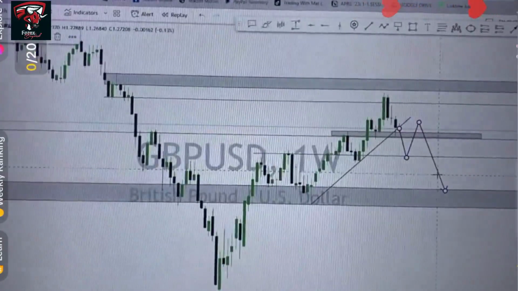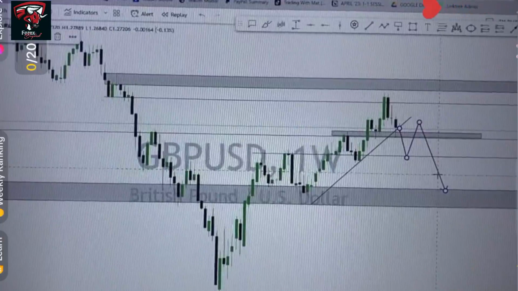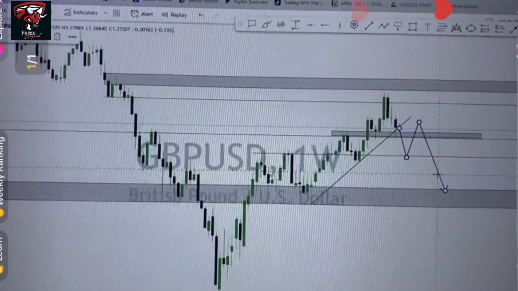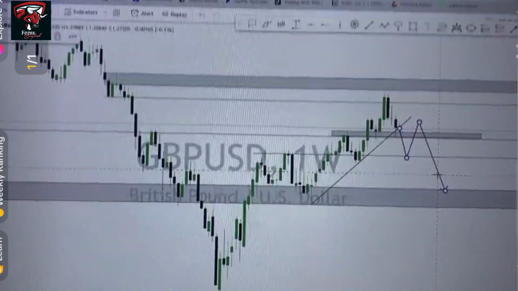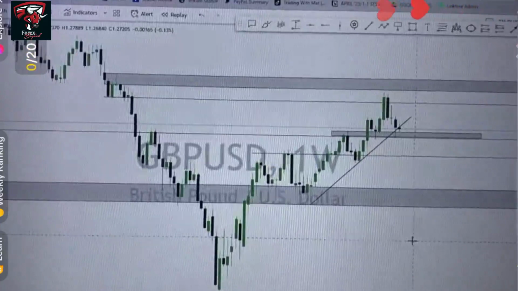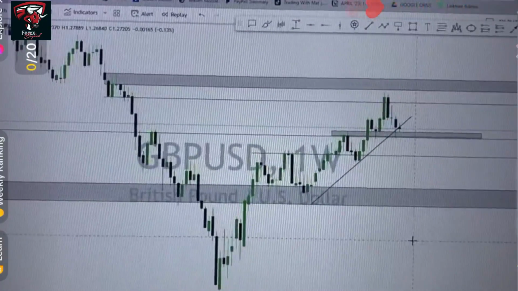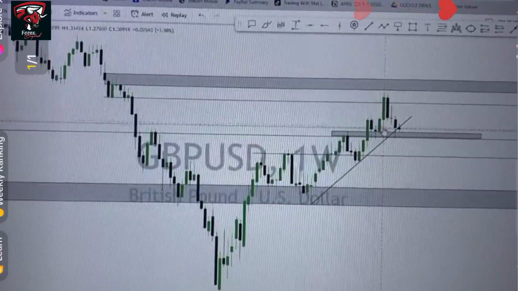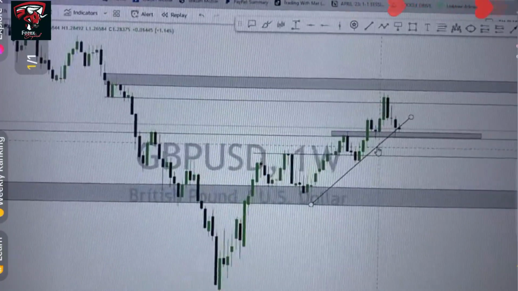Could this possibly happen? It could. And the reason why I'm saying this is because of the DXY and what we've been seeing on the DXY in the past couple of weeks. All right, I'm trying to rush this because I still have a lot of pairs that I want to analyze. It looks like I'm going to do most of the pairs today. But at the same time, I also need to go at 8. So let's just continue and then we'll see where this live video takes us.